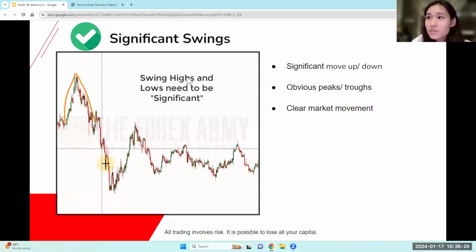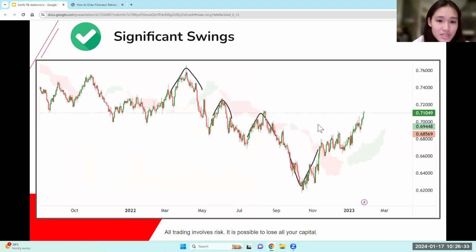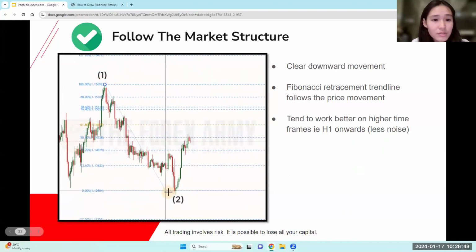So here is an example of significant swings. Okay, we have a clear move up and down. We have obvious peaks and troughs, and very clear market movement as well. And here's another example. So I've drawn out the peaks and the troughs to show you exactly how clear it should be. Okay, and following the market structure.